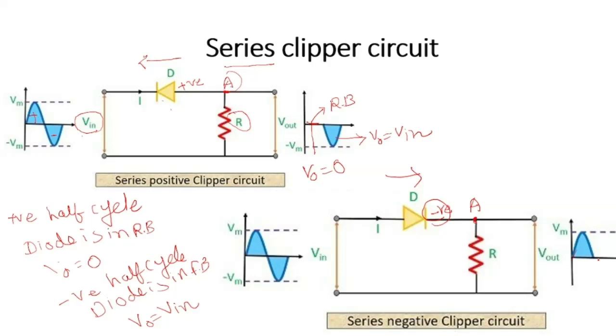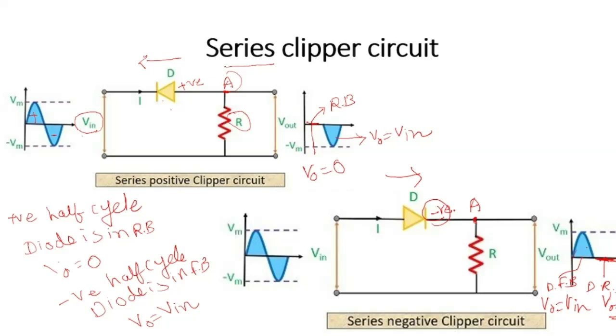And in a series connection, at clipping time, this is the clipping time. At that time the diode is in reverse bias, and here the diode is in forward bias. So what is the output voltage here? Output voltage is equal to V in for this positive half cycle, and output voltage for the negative half cycle becomes 0.